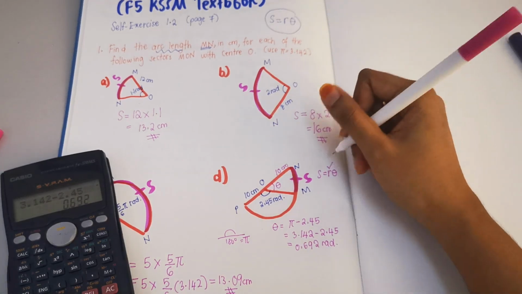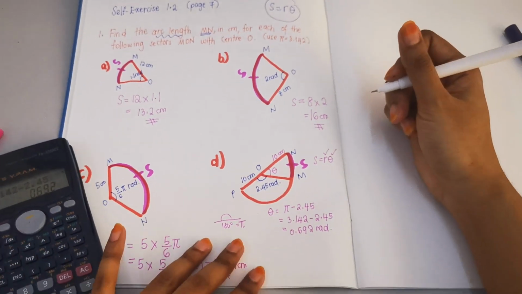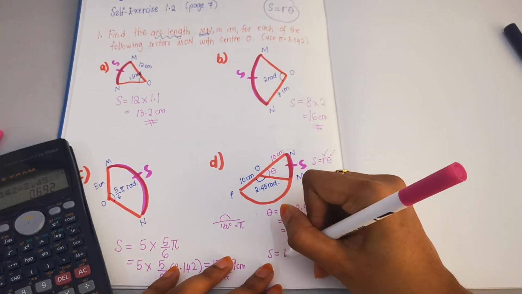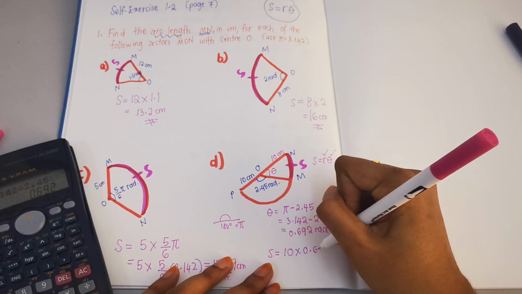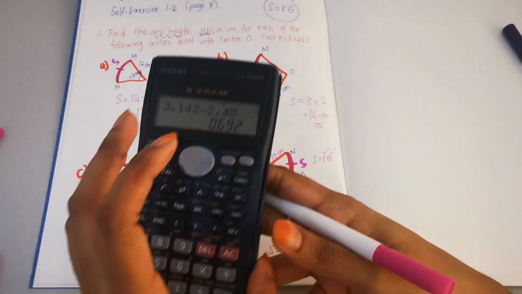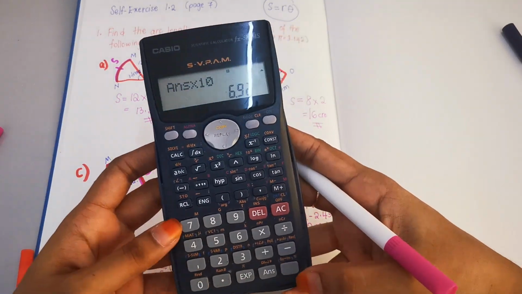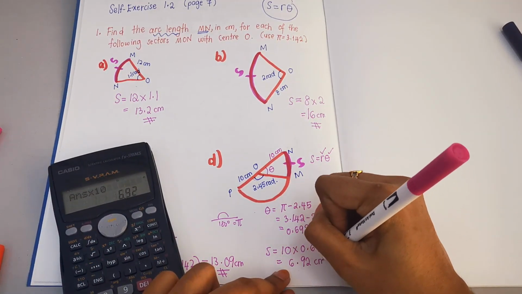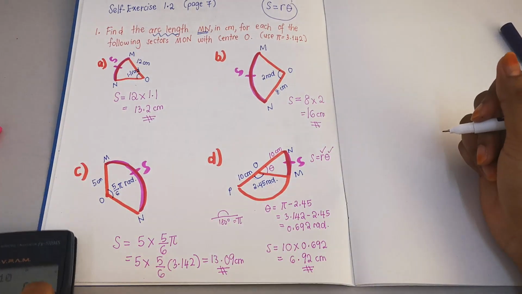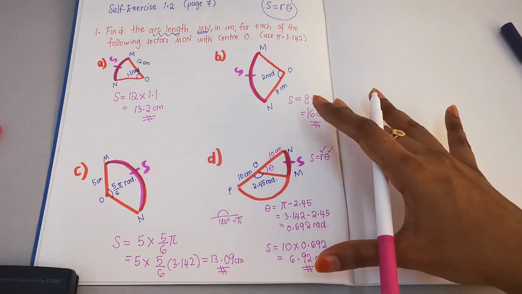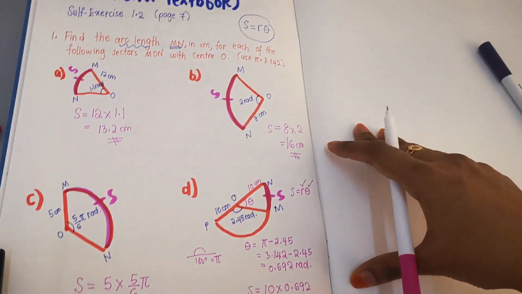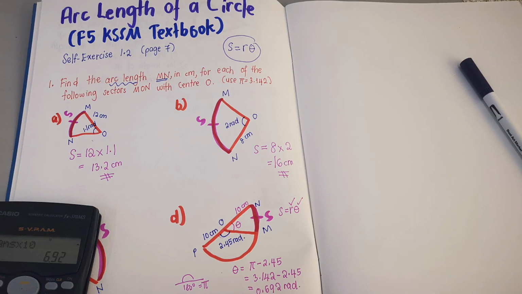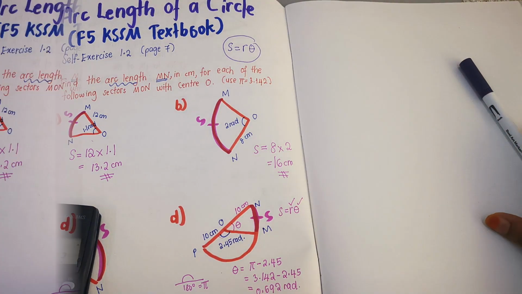Now that the radian is also found, we can find our length. S equals radius, which is 10, times 0.692. So 0.692 times 10, we get 6.92. The answer is 6.92 centimeters. The first part is pretty easy, and you can also try other exercises from your book. Now let's go to question 2 and question 3.